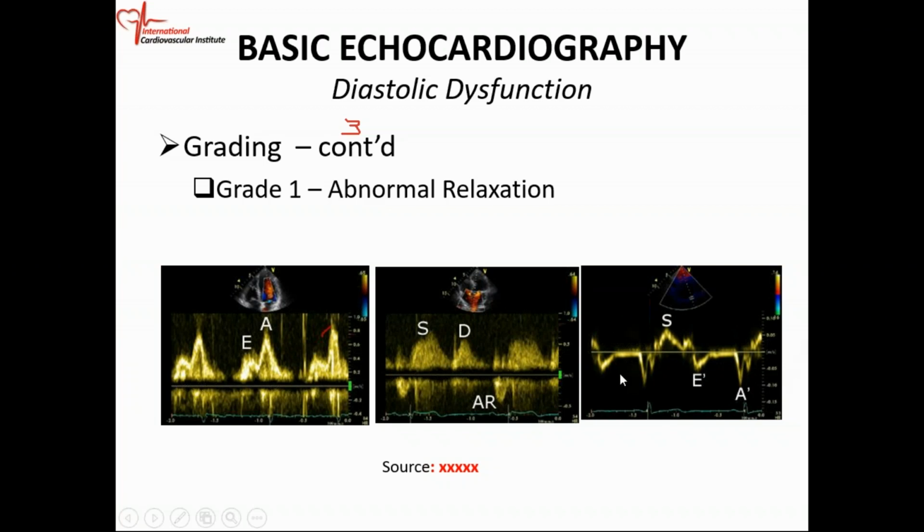When you look at your tissue Doppler, your mitral annular velocity, your E prime is going to be less than 8 or 7 centimeters per second. So this is classic grade 1 diastolic dysfunction.